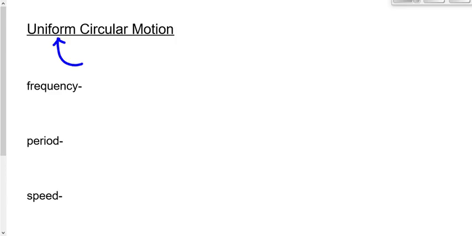In the context of uniform motion, uniform accelerated motion, uniform circular motion, uniform means constant. So if we're talking about uniform circular motion, we're talking about an object that's going around in a circle at a constant speed, not a constant velocity. Can anybody explain the difference? What's the difference between speed and velocity?